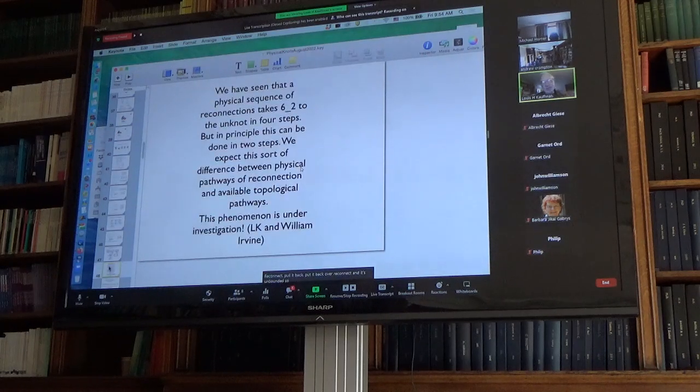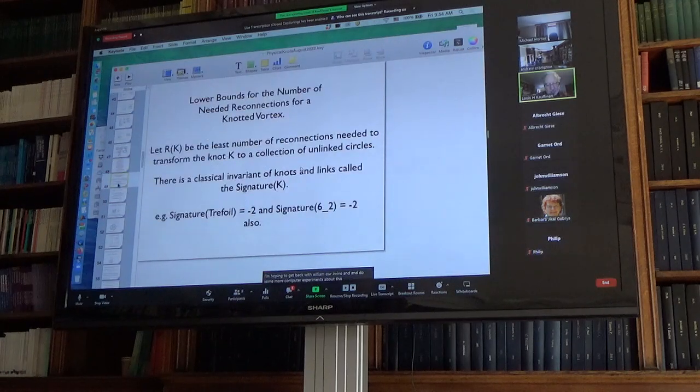So we've seen that a physical sequence of reconnections takes the 6-2 to the unknot in 4 steps, but in principle it can be done in 2. And we expect this sort of difference between physical pathways and available topological pathways. I'm hoping to get back with William Irvine and do some more computer experiments about this particular point.